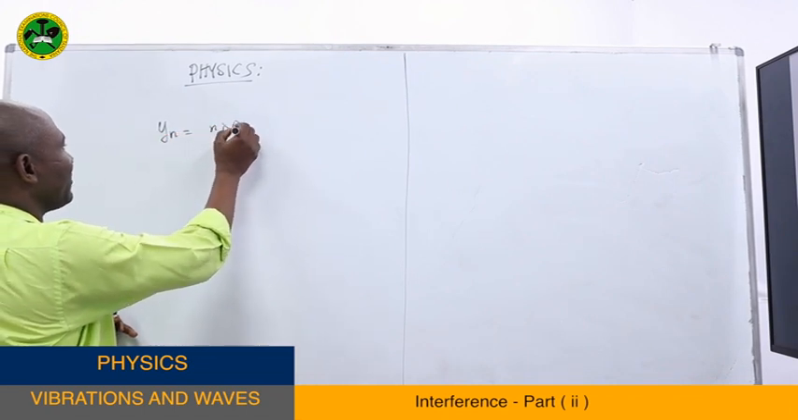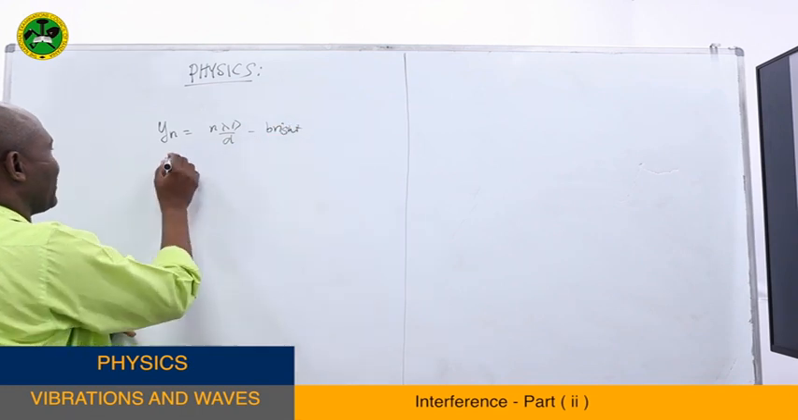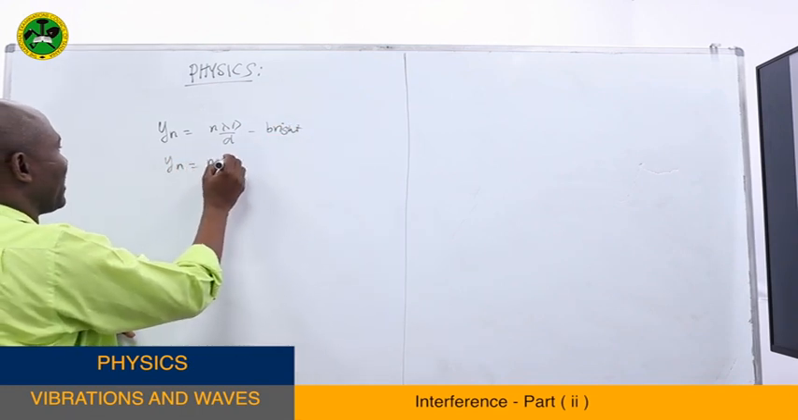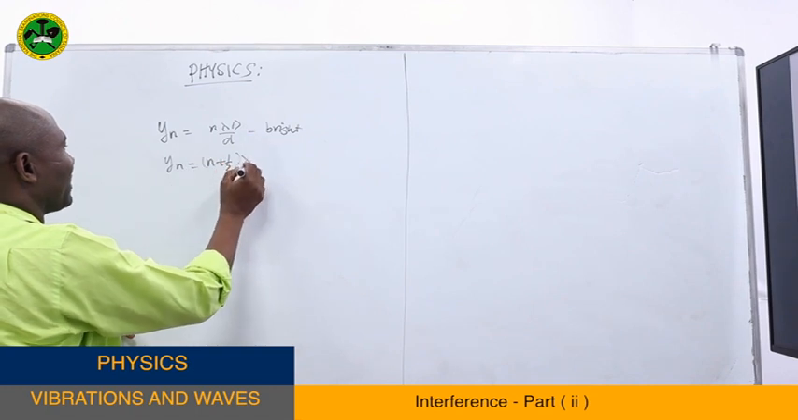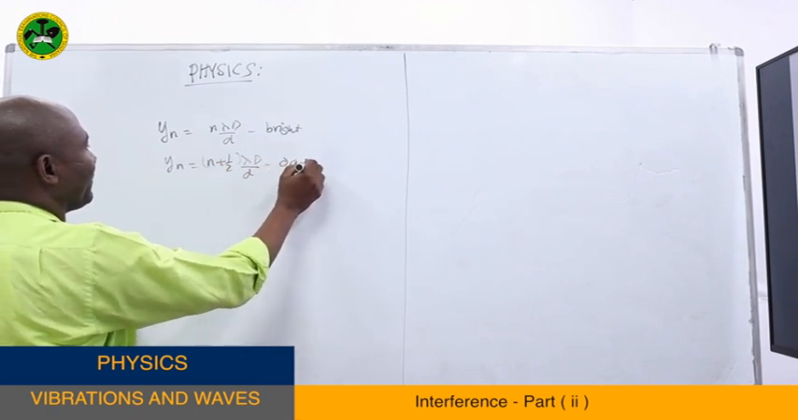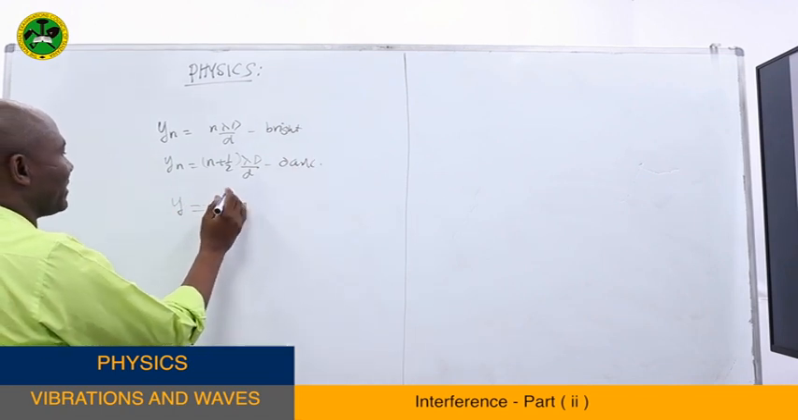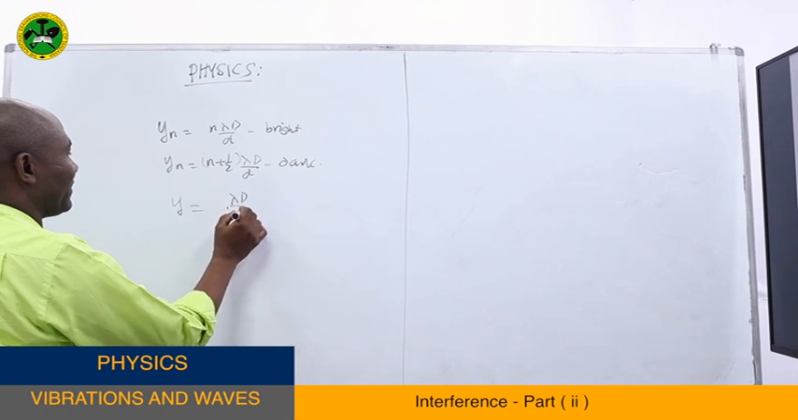This is λD over d. This is for bright fringes. And this is equal to (n plus a half) λD over d. This is for dark fringes. And we come to the formula that you can find the fringe separation as λD over d.